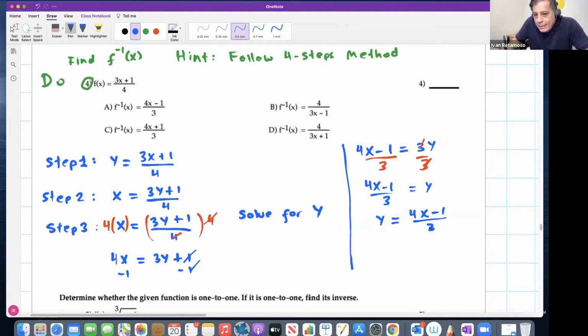And the final step, guys, believe it or not, is just a step that deals with a final presentation of your work. It just says replace this y with f inverse of x. F inverse of x will be 4x minus 1 over 3, and done, right? This is the inverse function. So very good, f inverse of x is 4x minus 1 over 3.